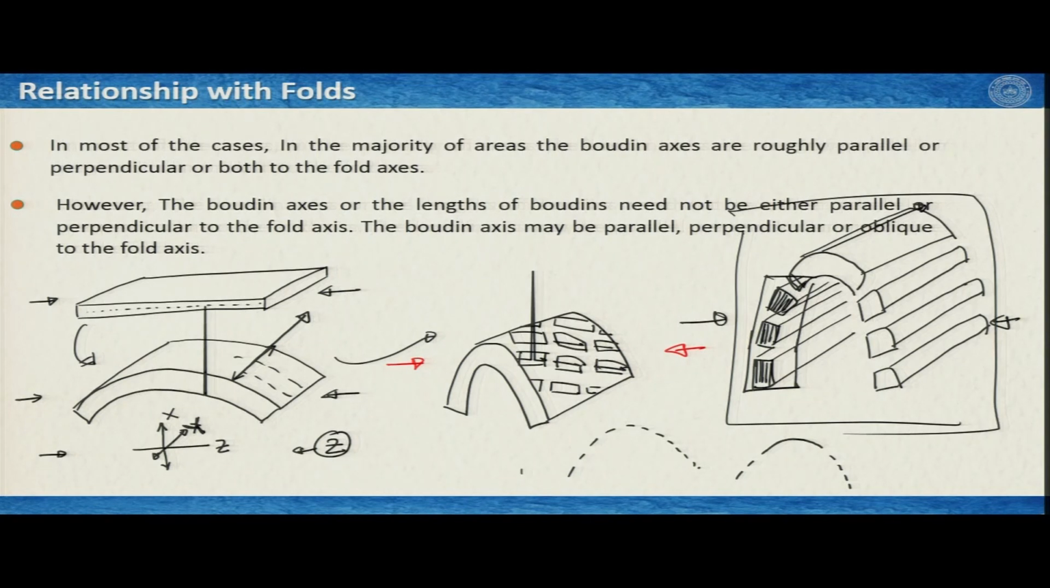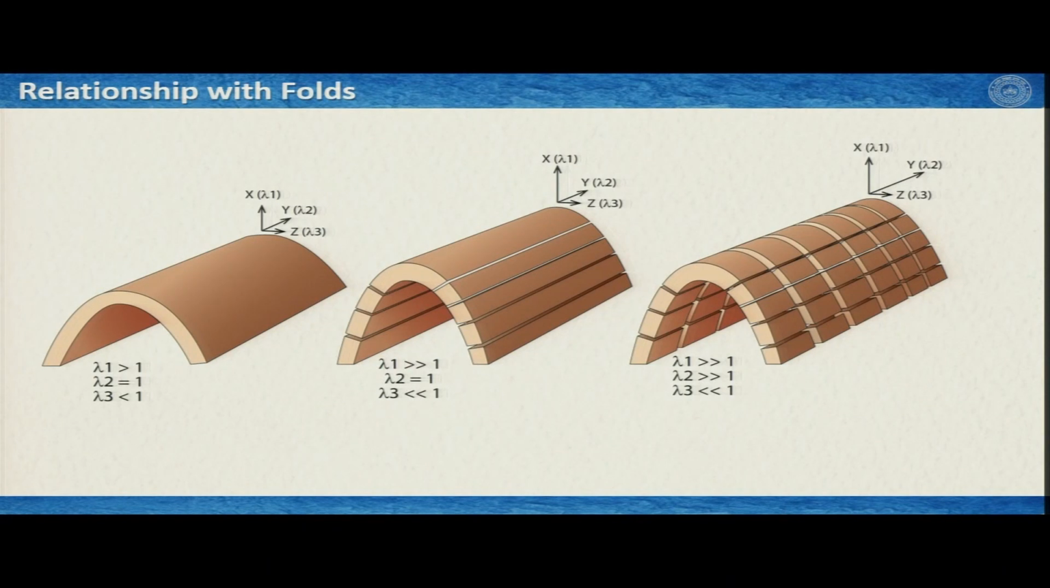So, among extension fracture Boudinage structures which have grown during flexure or buckle folding, those which have their axis parallel to the fold axis must have been initiated when the folds were fairly tight. On the other hand, the Boudins which are perpendicular to the fold axis could have been initiated either at an early stage or at a very late stage of the folding. Now, we will see some illustrations in the next slide.